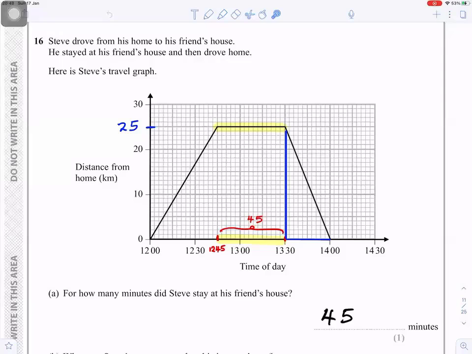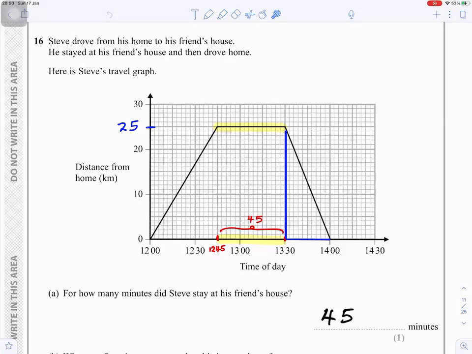Question number 16. Steve drove from his home to his friend's house. He stayed at his friend's house and then drove home. Here is Steve's travel graph. Distance from home in kilometers on the y-axis, time of day on the x-axis. A. For how many minutes did Steve stay at his friend's house?